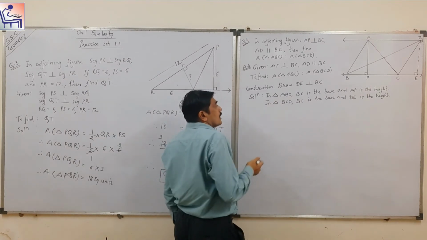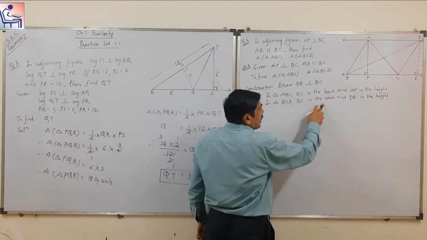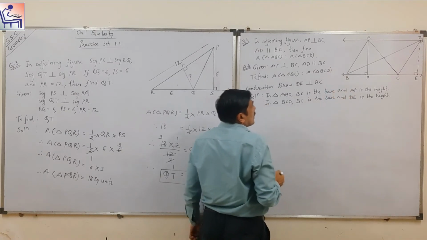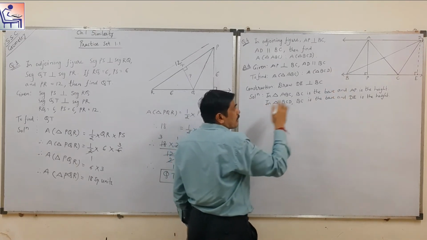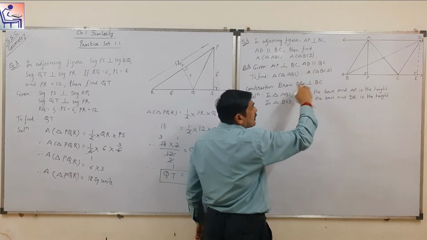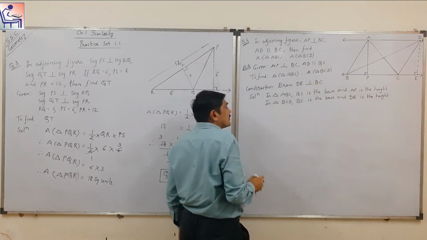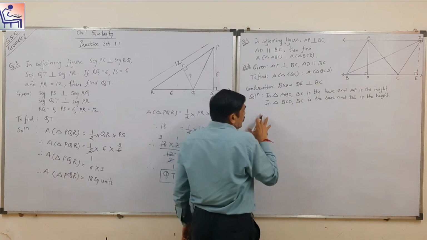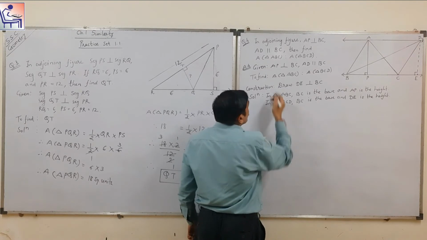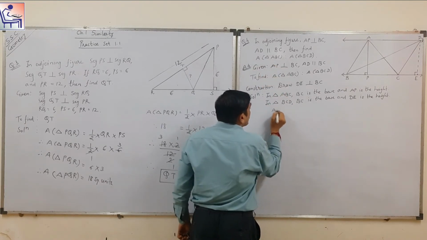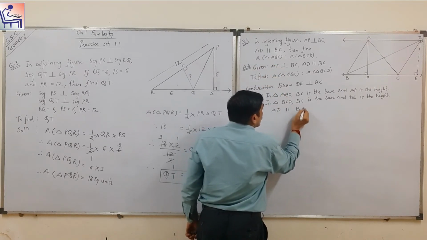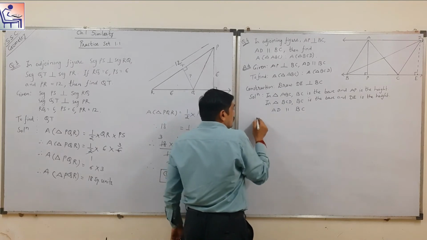So we know that there is a common base and DE is perpendicular to BC. Similarly, AP is also perpendicular to BC. So there is a common base. Now it is given that AD is perpendicular to BC.